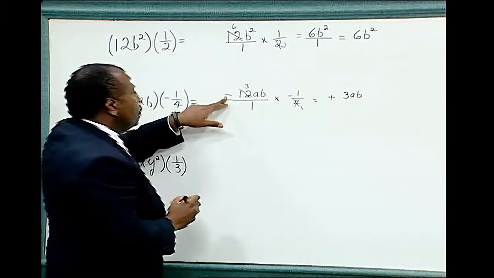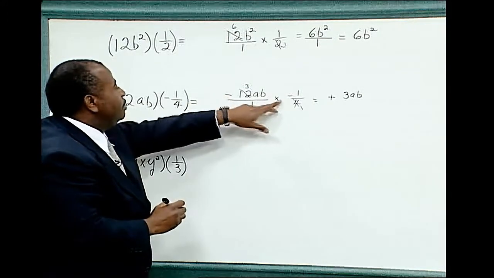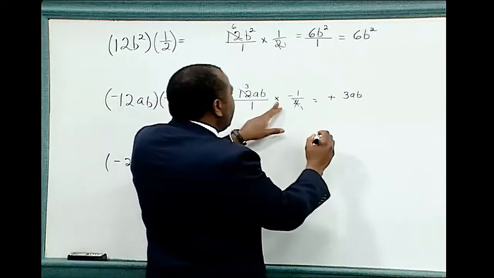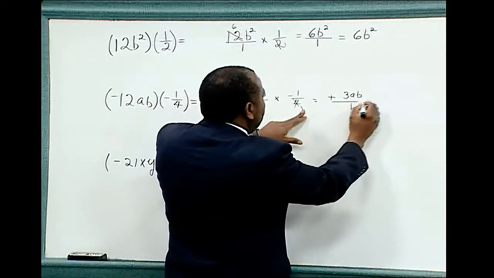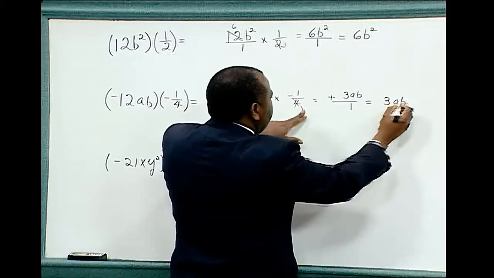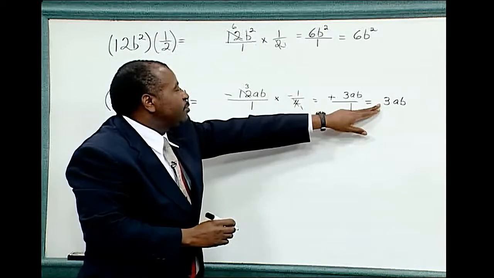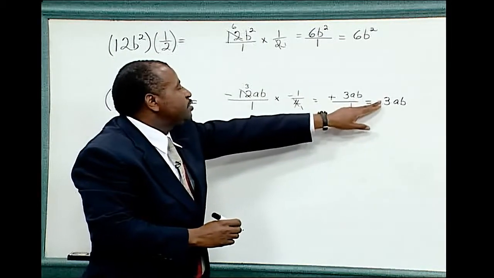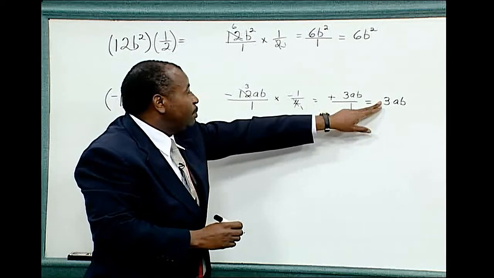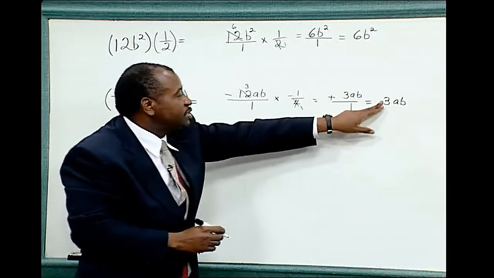3ab. Remember the rule for signed numbers: a negative times a negative is equal to a positive. 1 times 1 is equal to 1. So the final answer is a positive 3ab. You can write 3ab without the positive because if the positive is not there, it's understood that this is a positive number. So positive 3ab is the same thing as 3ab without the positive sign.